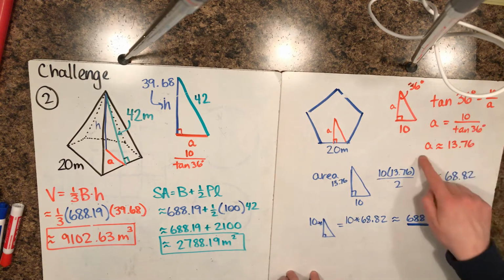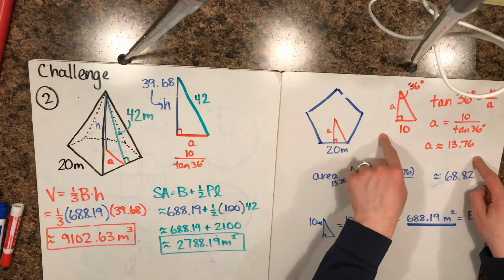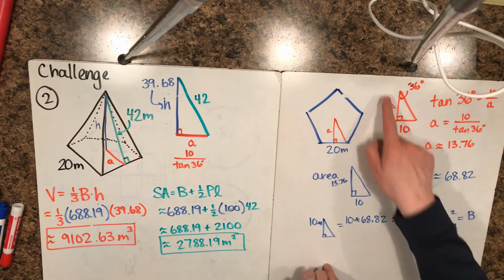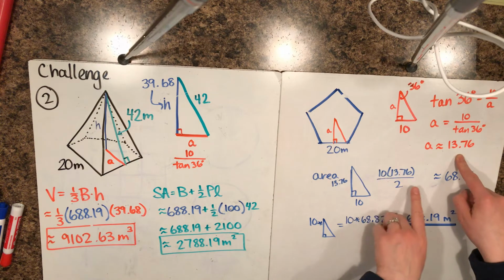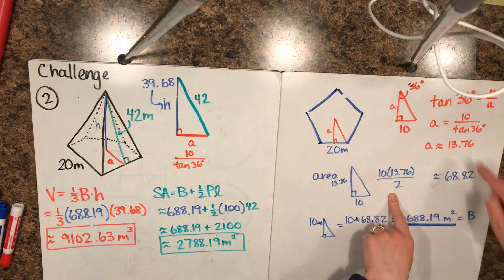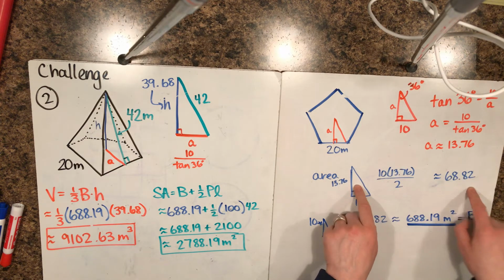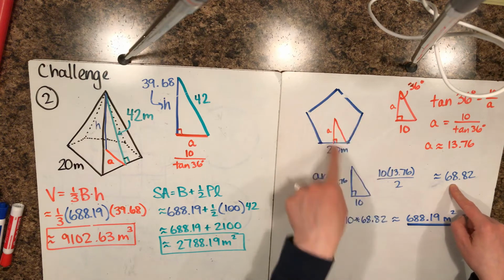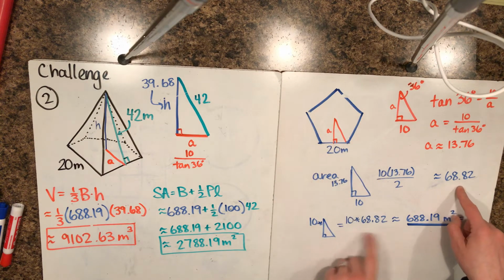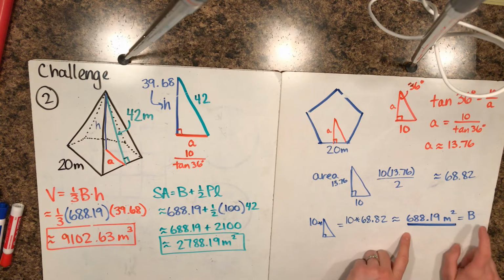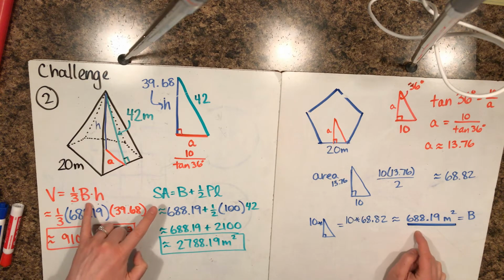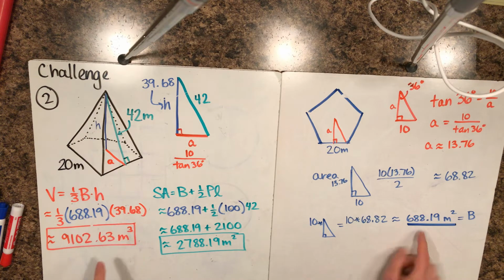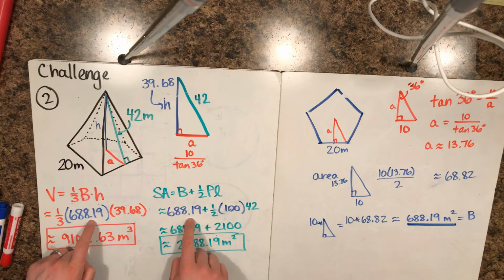I used tangent to help me find the apothem, okay? And then remember, base times height, so 10 times apothem, 13.76, divided by 2, gives me the area of just one of the little triangles. However, there are 10 little triangles, so if I multiply this times 10, I get the area of the pentagon, the area of the base shape. So over here in both formulas, when I see a capital B, I plugged in 688.19.